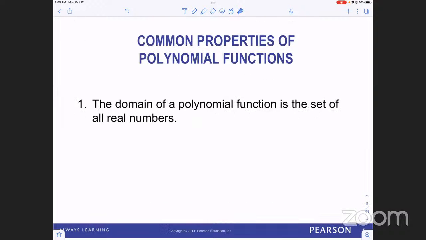So once you identify a function as polynomial, then the domain of a polynomial function is going to be the set of all real numbers, right? So the domain of a polynomial is all reals.